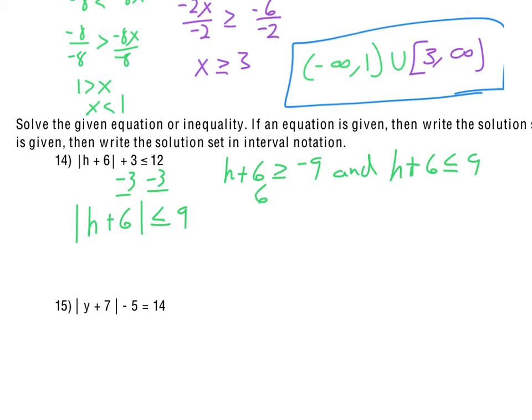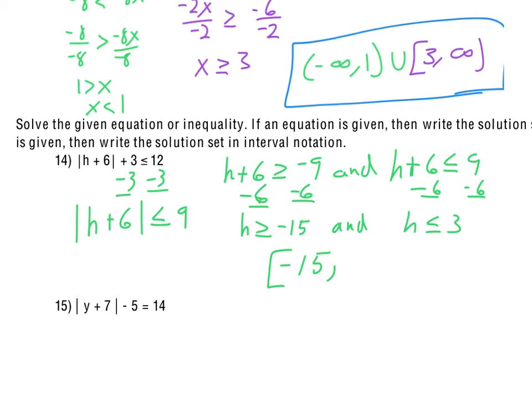Really only the one step here, subtracting 6. So we get h is greater than or equal to negative 15, and subtracting the 6 again, we get h is less than or equal to 3. And again, you can just visualize that graph, how it would go up from negative 15 and down from 3, and that's where they would overlap. So the interval ends up being negative 15 to 3, like that. Again, notice the brackets on both sides.